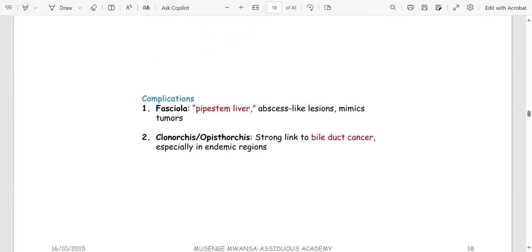So the complications of Fasciola, so basically the liver flukes. For Fasciola, you have got what we call the pipe stem liver. So this is where I've got an abscess-like lesion, which looks like a tumor. But not really, it just mimics a tumor. And then for Clonorchis and Opisthorchis, these ones have a strong link to bile duct cancer. They can cause cancer of the bile duct. Remember, we said that Fasciola is really not linked to cancer. Okay.